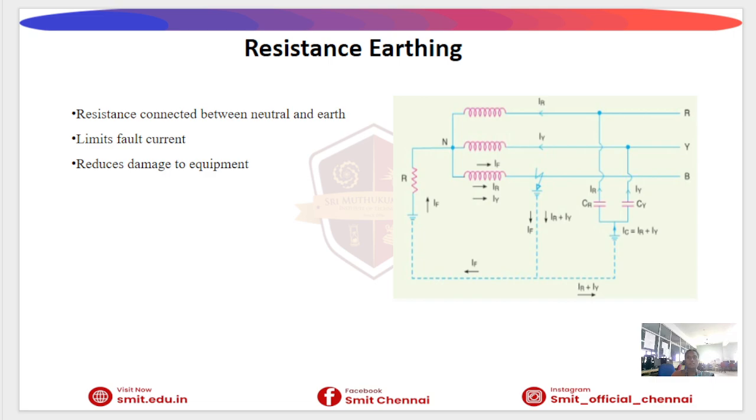Next, resistance earthing. In resistance earthing, a resistor is connected between neutral and earth. This limits the earth fault current and it reduces the damage to equipment.